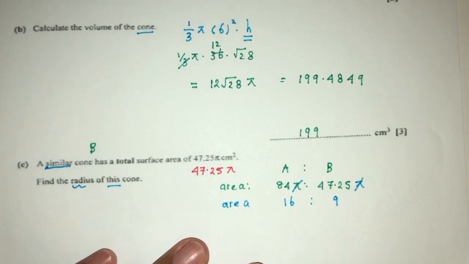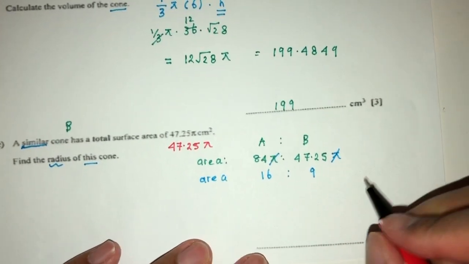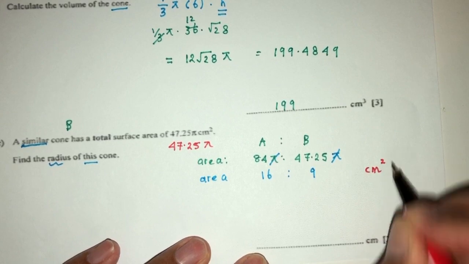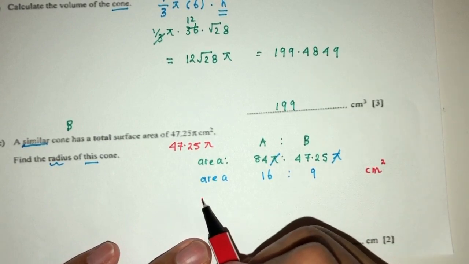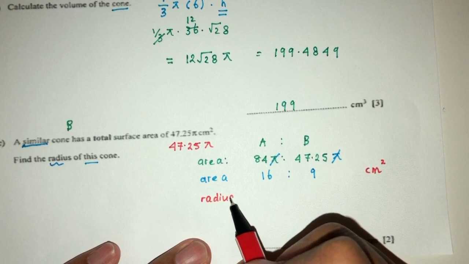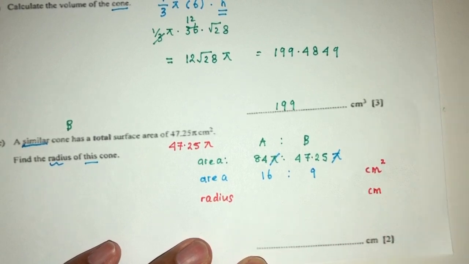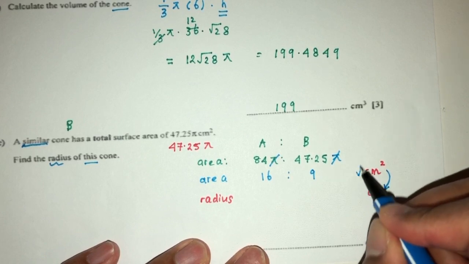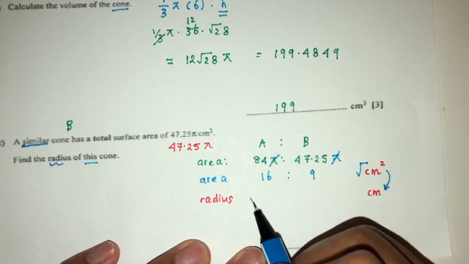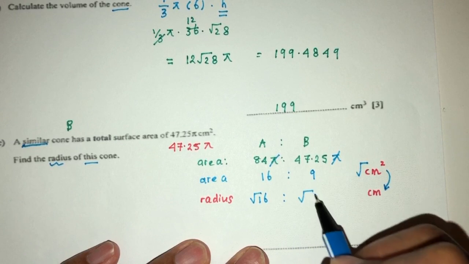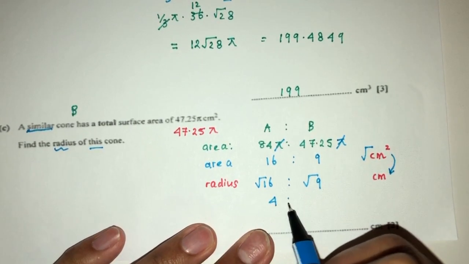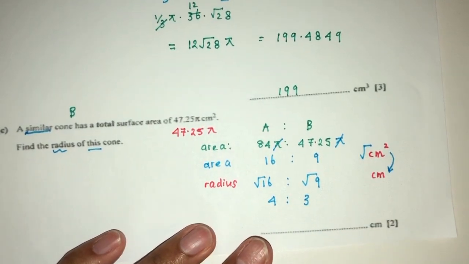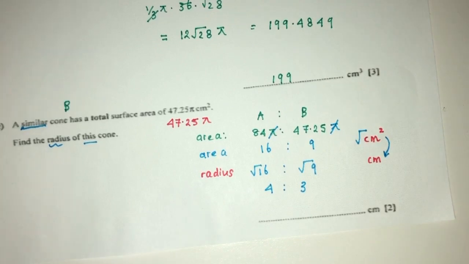Now we have to recall that the unit for area is centimeters squared. Now what is the unit for radius? It will be centimeters. Now how do you convert this to centimeters? We have to apply square root on both sides. That will be 16 and 9. That should be 4 to 3. Okay, so we have to use the ratio to find the value of the radius.